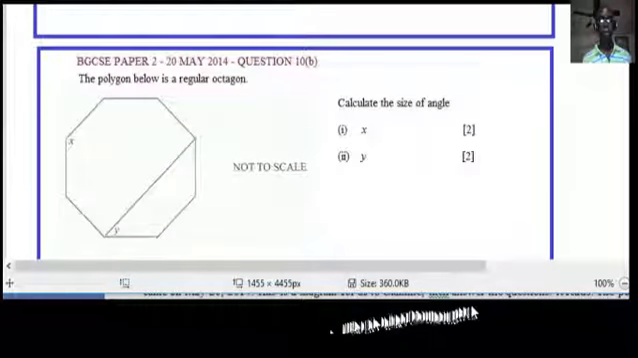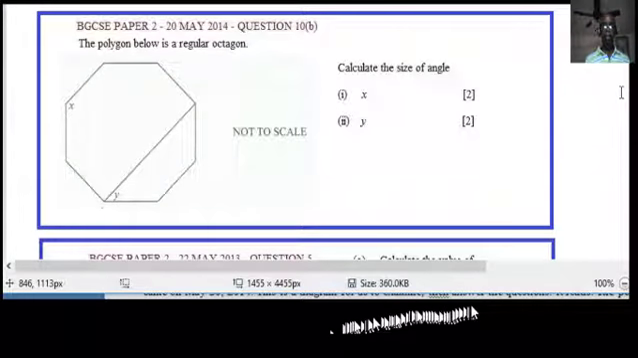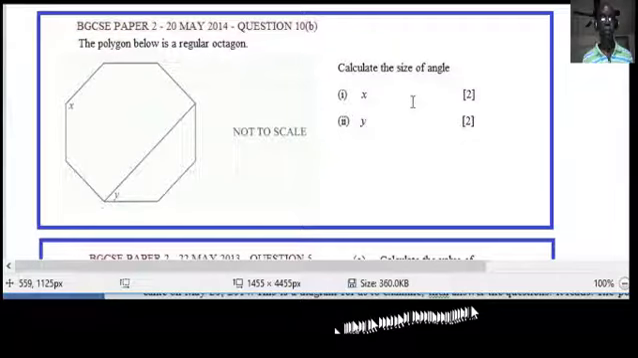This problem we are about to look at is the BGCSE Past Examination question, Paper 2, Question 10b. This exam came on May 20, 2014. This is a diagram for us to examine, then answer the questions. It reads: the polygon below is a regular octagon. This is a regular polygon. Therefore all sides and all angles are congruent, or equal.